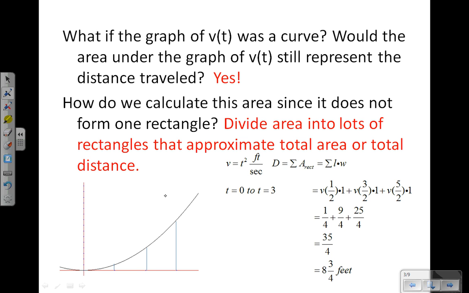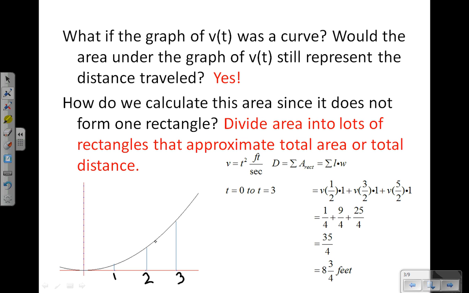If I look at my graph, I just started with a parabola, y equals x squared, or velocity is time squared, let's say. Let's say we're in feet per second for my velocity. And we're going to go from 0 to 3 seconds. So this would be 1 second down here, 2 seconds right here, and 3 seconds right here. Well, I don't really have rectangles. I've broken it up into 3 sections, 1, 2, and 3, but they're not really rectangles.